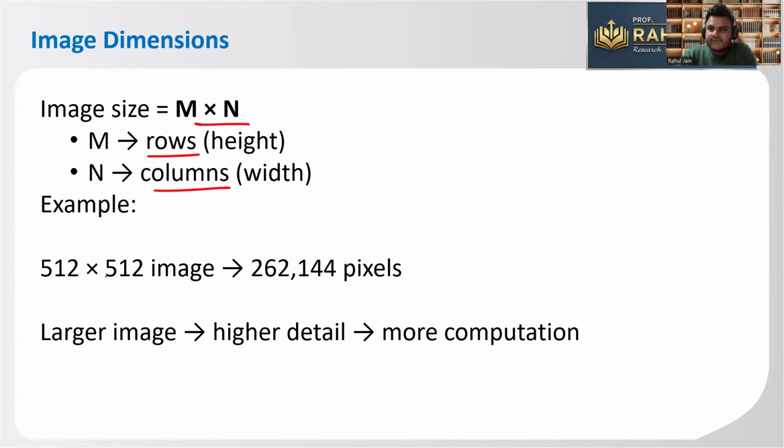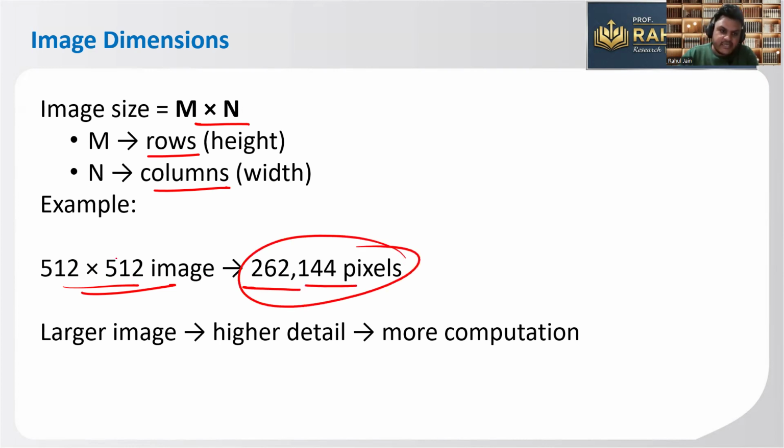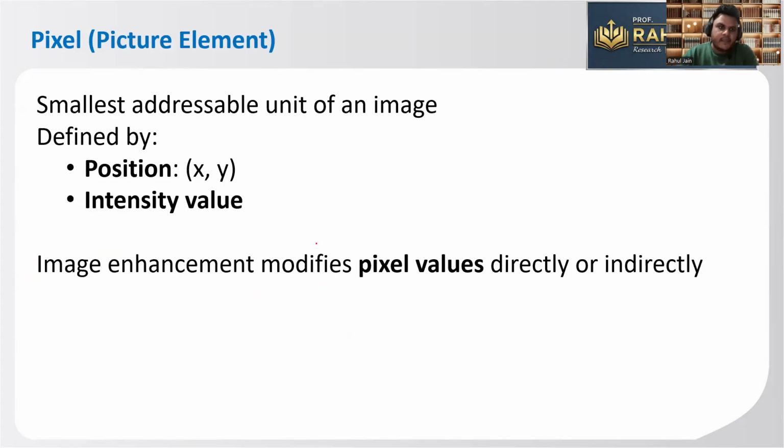If the size of the image is 512 by 512, then the total number of pixels will be 262,144 pixels. If the size of the image is this, then these are the total number of pixels, right? It means that the larger the size, the more pixels, the better the resolution. So larger image, higher detail, more computation.